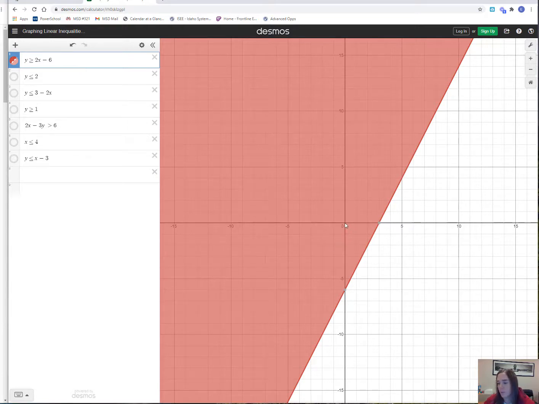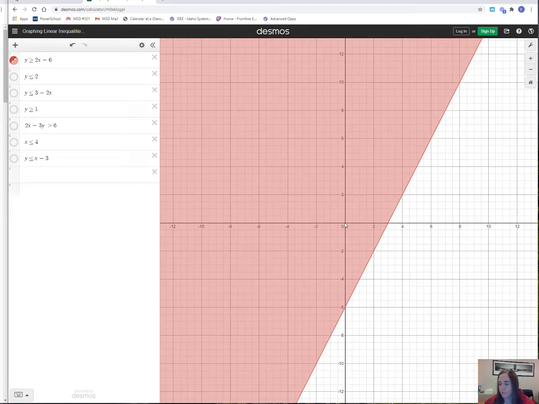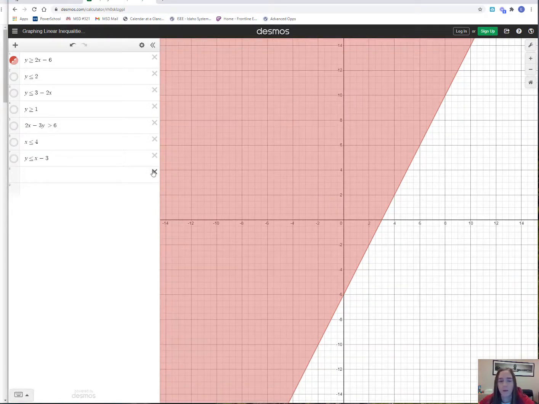So if I took the point 0, 0, the origin right there, and plugged that in, you'd have 0 is greater than or equal to 0 minus 6, which is -6. So 0 is greater than or equal to -6. Okay, that's true. 0 is greater than -6, and so that's why this side is shaded in. Okay, so that's how you find the shading for an inequality.